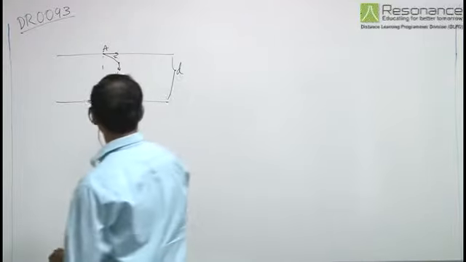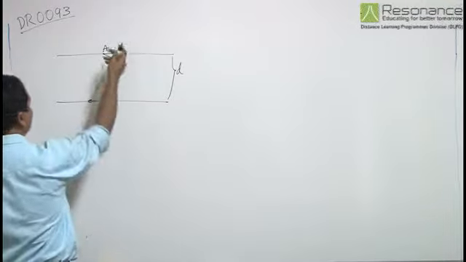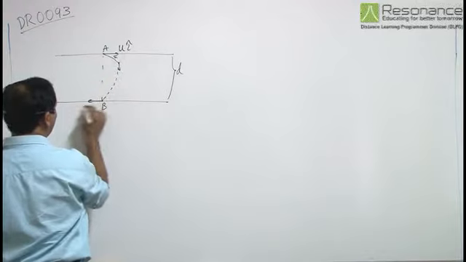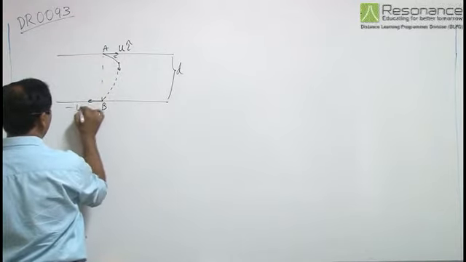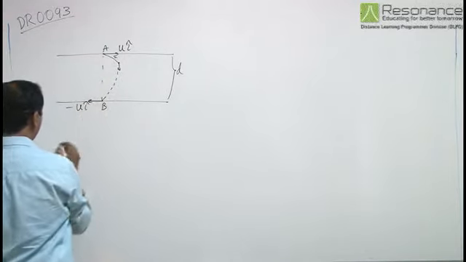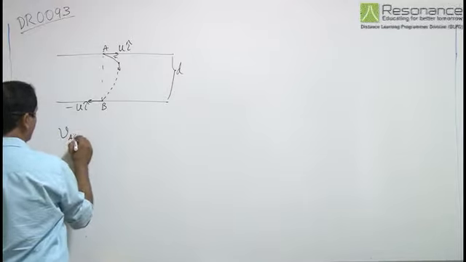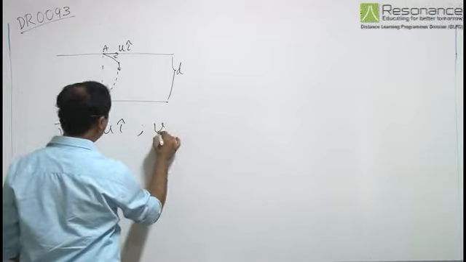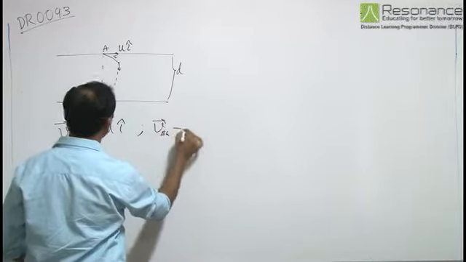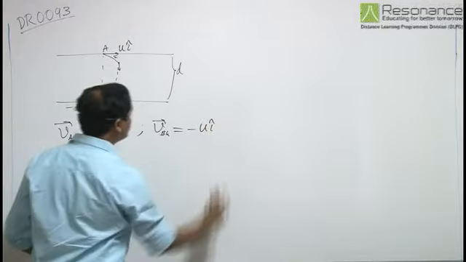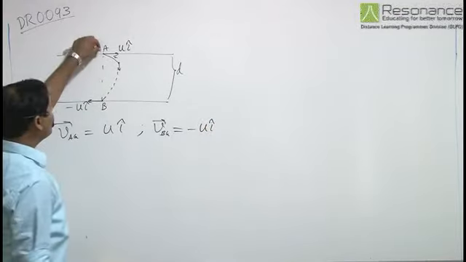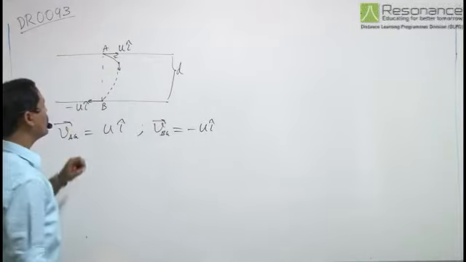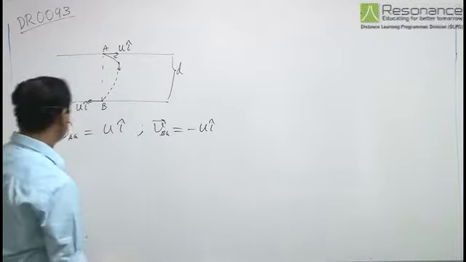Now let us consider the velocity of A with respect to ground is u i cap and the velocity of B with respect to ground is minus u i cap. So the velocity of A with respect to ground is u i cap and the velocity of B with respect to ground is minus u i cap. Now from some height h above A, a particle is projected towards B with some initial velocity.